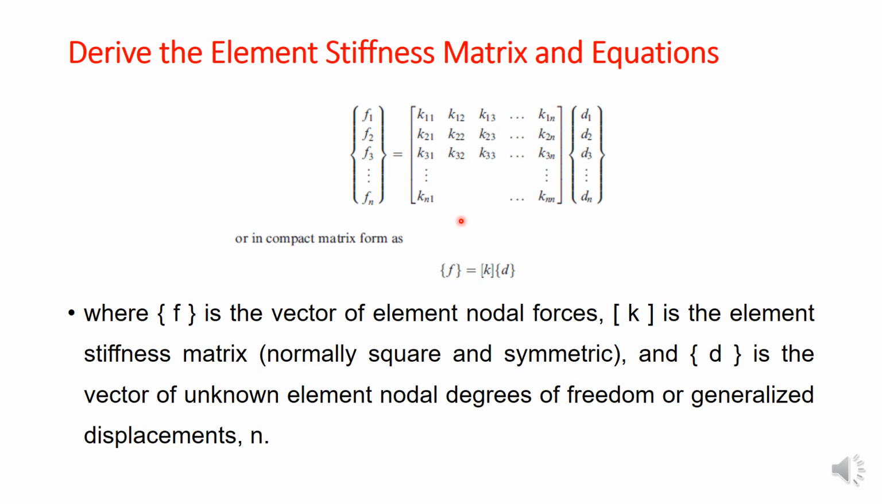By doing all this, what we are trying to get is this matrix. This is called the K matrix or the stiffness matrix, which is written as K. This K matrix is normally a square and symmetric matrix. This is a force matrix, and it is a column matrix. And this one is a displacement matrix, or a matrix of unknown degrees of freedom, or generalized displacements. So these two are column matrices, and this is a square matrix.